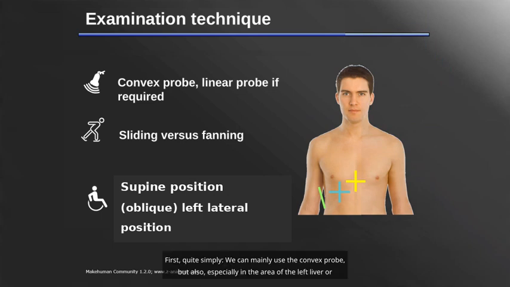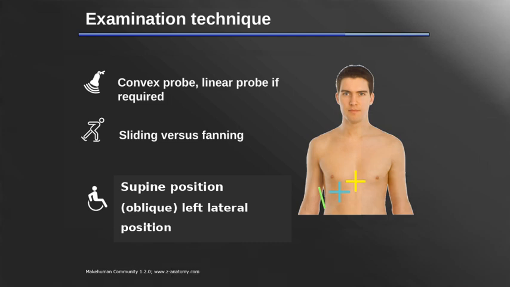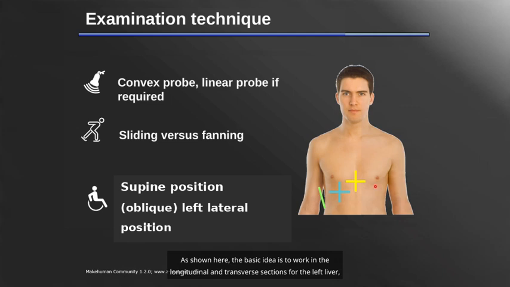First, quite simply, we can mainly use the convex probe, but also especially in the area of the left liver or for assessing the contour, we are happy to use the linear probe. As shown here, the basic idea is to work in the longitudinal and transverse sections for the left liver, the same for the right liver, and very importantly, to use the flank scan for the intercostal areas of the liver. How can this be done?